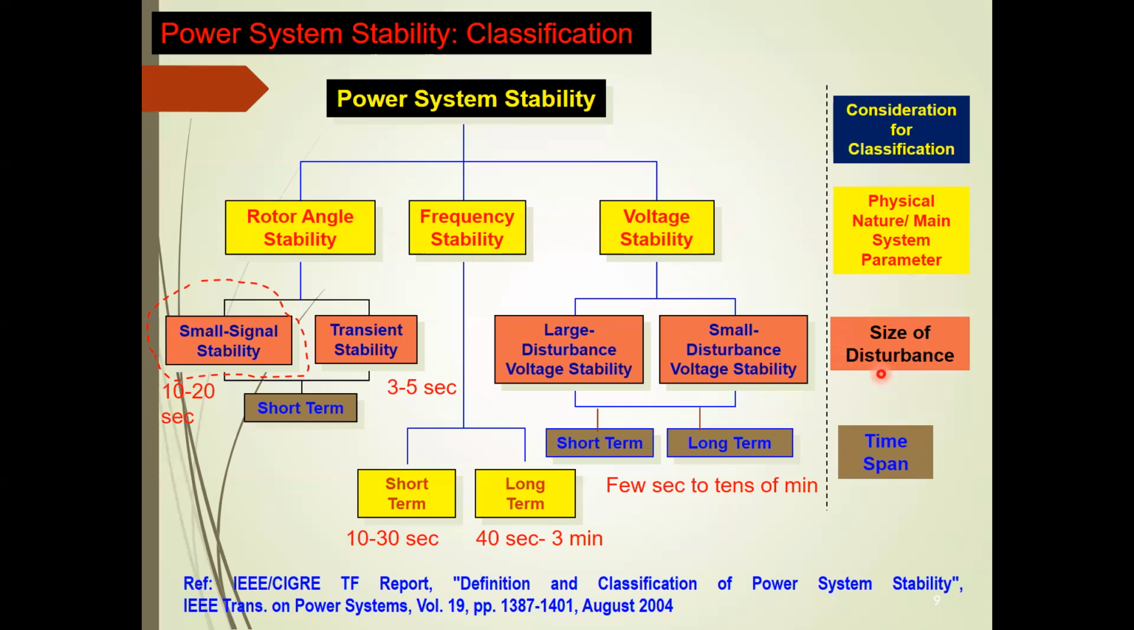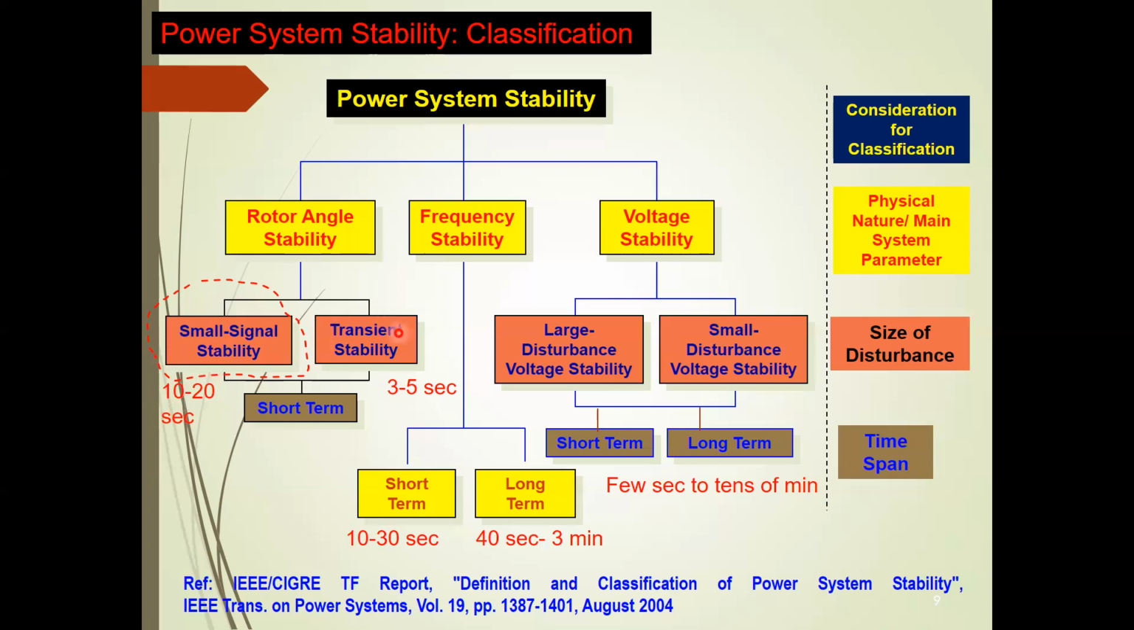So based on the quantities, we have three different types of stability. Next, we refer to the amount of disturbance. For rotor angle stability, we have small signal stability and transient stability. Stability associated with a small amount of disturbance is small signal stability. Here we are concerned with analysis over a time duration in the range of 10 to 20 seconds, a comparatively larger duration, for a linearized system. We call it small signal analysis, performed for a linear model.